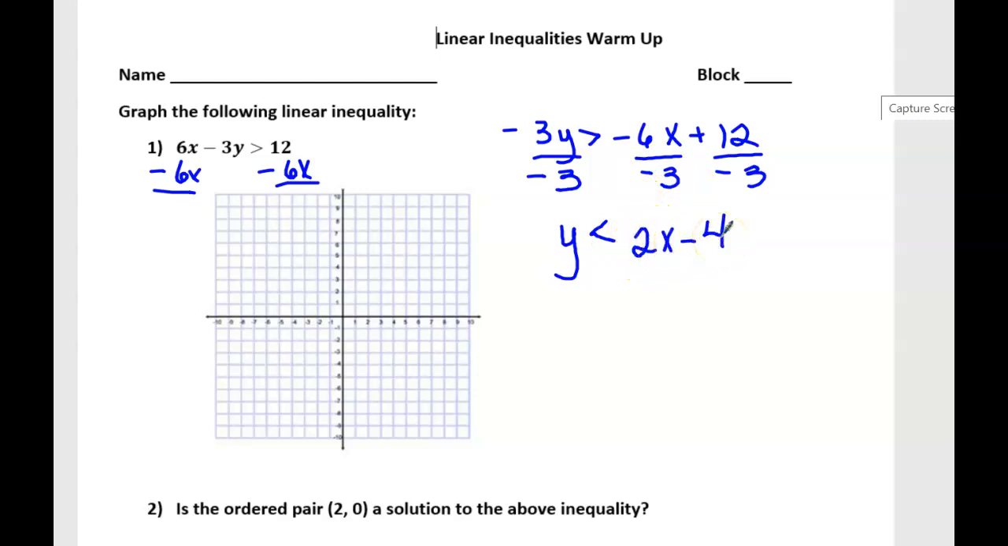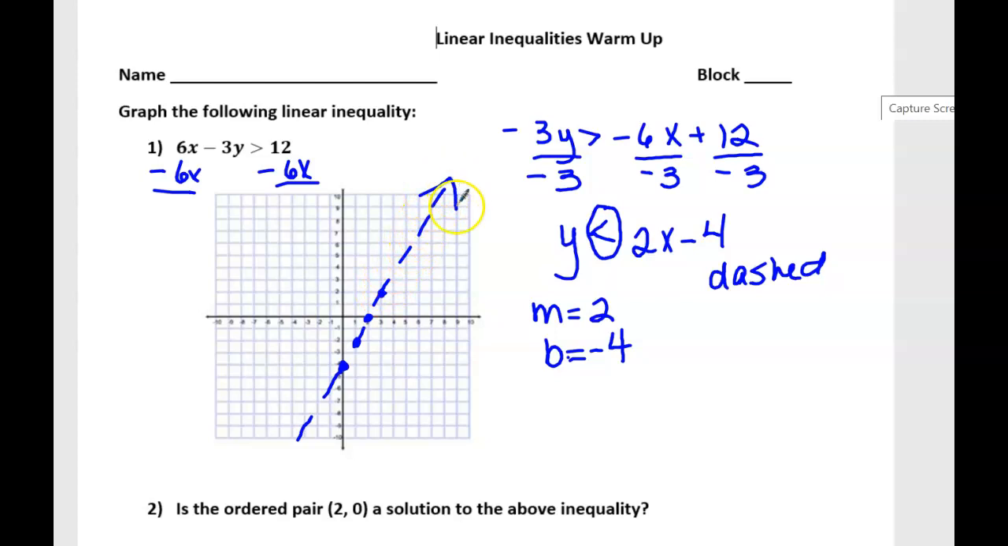Okay, so from here, we identify our slope. Our slope is 2, and our y-intercept is negative 4. So to graph it, we're going to start at the y-intercept of negative 4, plot that point, and then the slope is 2. So we're going to go up 2 and over 1, up 2 and over 1. Now if you notice, the inequality symbol is just less than, so that's going to be a dashed line. So we're going to make this dashed line. It's going to go like this.